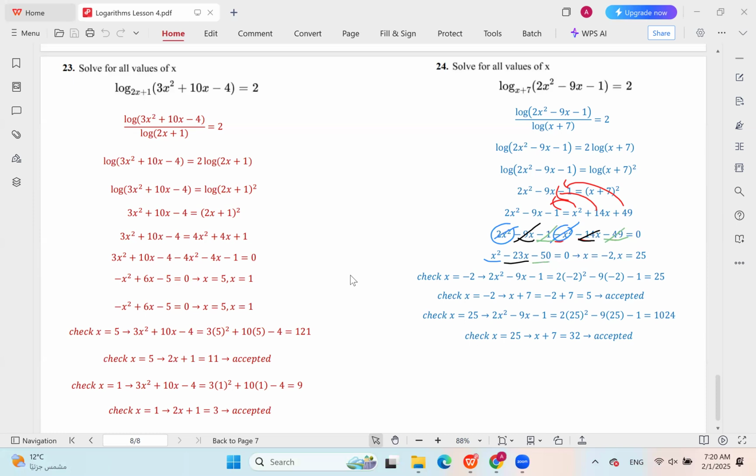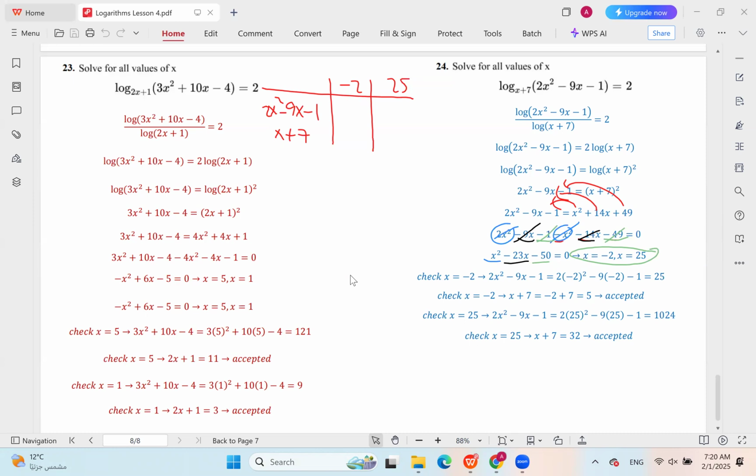We plug those into the calculator. We get our two results. And we create the table. So the expressions here are 2x squared minus 9x minus 1 and x plus 7. And the two values are negative 2 and 25.